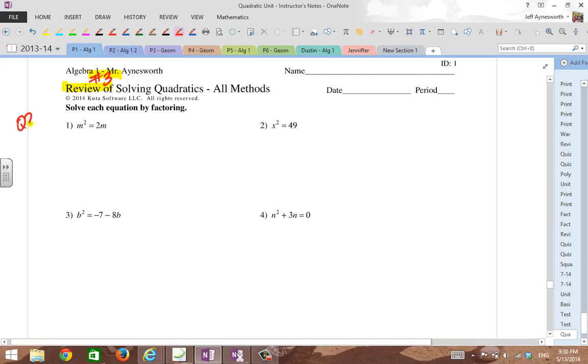All right, so get right out to it here. Let's open your notes to Q2 on solving by factoring. Now let's look at this. Solve each equation by factoring. That's our first lesson. That's the first thing we learn as an Algebra 1 student when we solve quadratic functions, which are second-degree equations here.